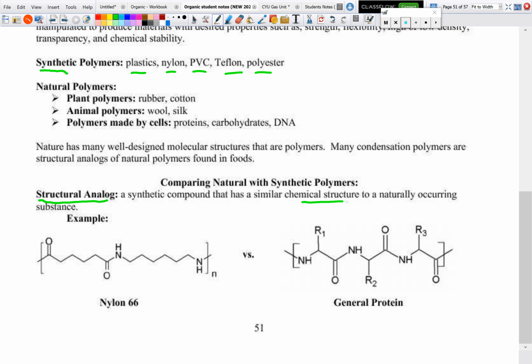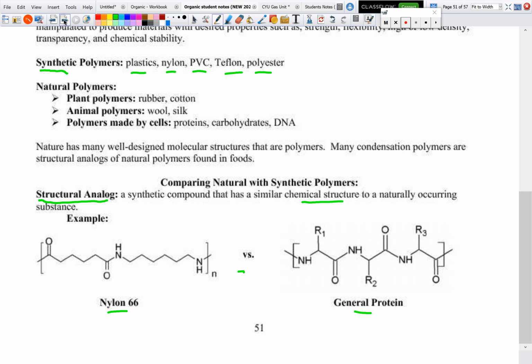So for example, a general protein will look something like this. We can tell we have that C double bond O, we have a bunch of carbon groups, and of course we see these bonds here, like the NH bonds. Now when we look at nylon 66, which obviously is synthetic, we'll notice it's very similar. We have our carbon double bond oxygen, we have our nitrogens here. Now we're missing the R groups, but that's fine. But we notice how they do look very similar. And we know proteins, what they do for our body, we need them to survive. Nylon, not so much. So there's structural analogs where they look similar to each other, but functionally they're completely different.